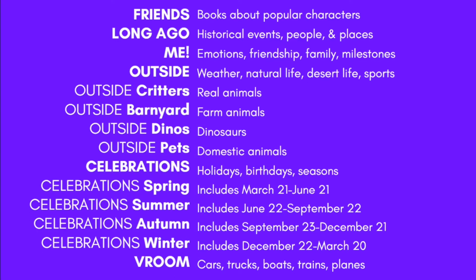For children's picture books, there are quite a few, and here you'll see that the sections can have subsections as well. So like outside, we'll have critters, barnyard, dinos, pets, but that will all be under the general outside section, and outside has its own section as well. So we've got friends, long ago, which would be like the historical area in the picture books. Me, outside, critters, barnyards, dinos, pets, celebrations. It's going to be holidays, birthdays and stuff, but we've got celebrations for each season. So we've got spring, summer, autumn, winter, and we also have room, which is cars and stuff, vehicles for kids.